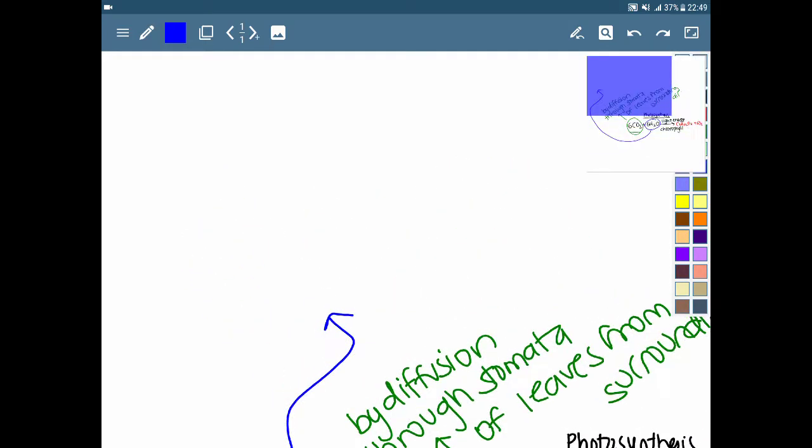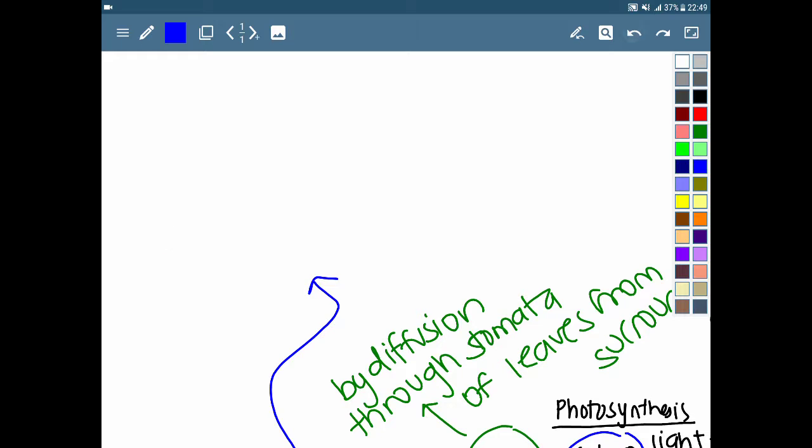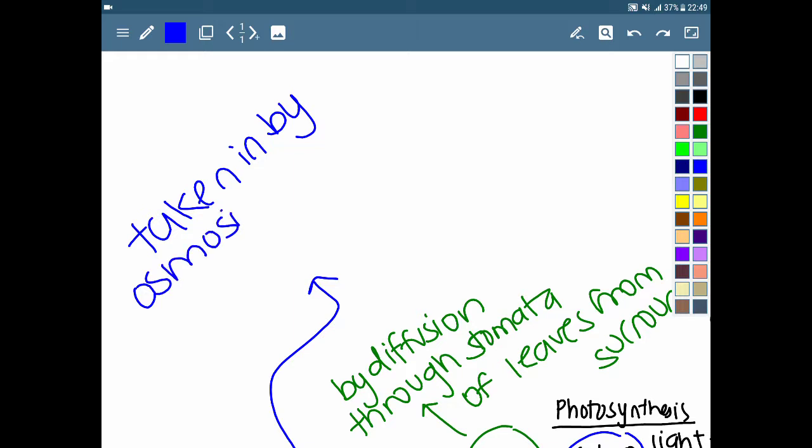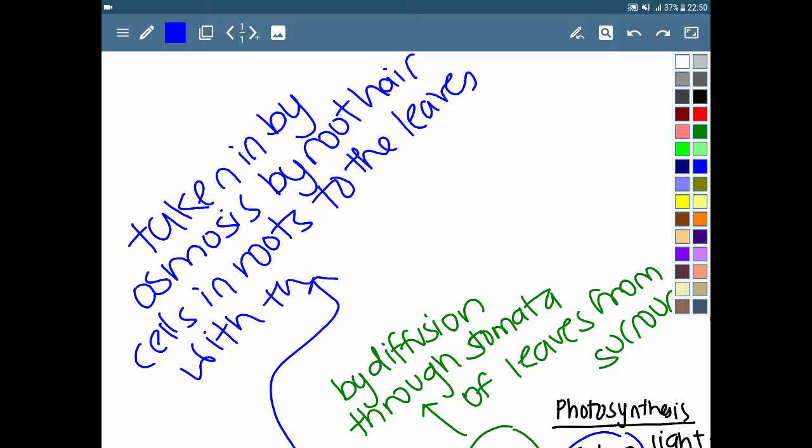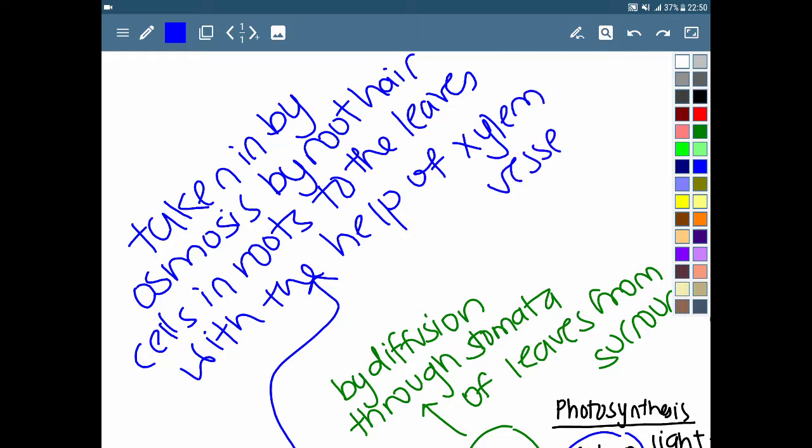Water is absorbed, it is taken in by osmosis by root hair cells in roots to the leaves with the help of xylem vessels. Okay.